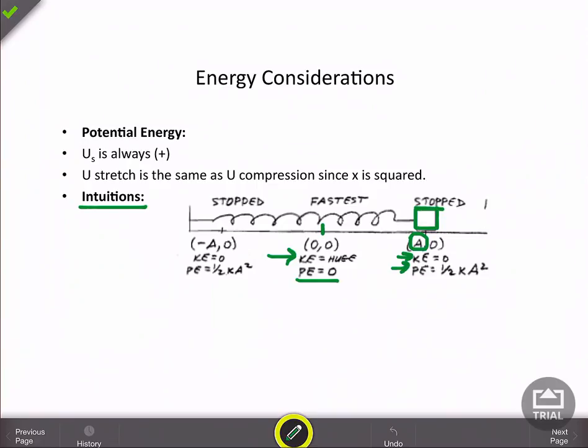Then the opposite happens on the other side. As it passes equilibrium, we lose kinetic energy and start to gain potential energy as this spring compresses until we end up on the other side of our number line at negative A0 and have that same potential energy of 1/2 kA squared. Again, our spring stops moving at this endpoint, and then it's going to keep doing that back and forth, or oscillating back and forth.